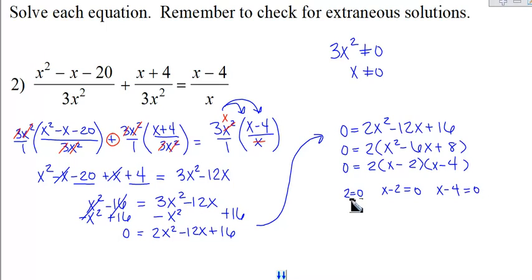This first part doesn't make any sense. 2 cannot equal 0, so we're going to throw that out. I'll add 2 to both sides, so my first solution is positive 2. And then I'll add 4 to both sides, so my second solution is positive 4. Neither one of these are my excluded value, so I'm okay to circle or box these.